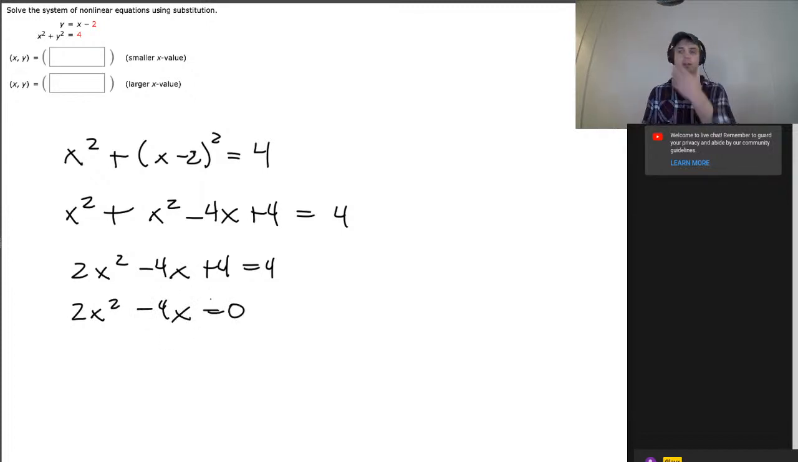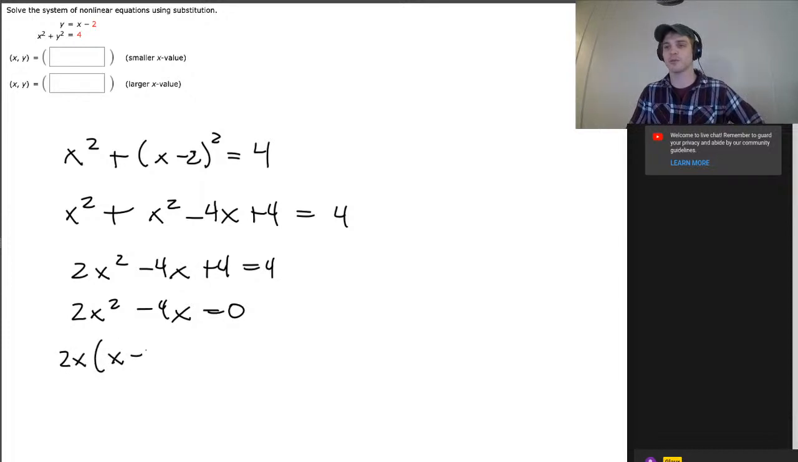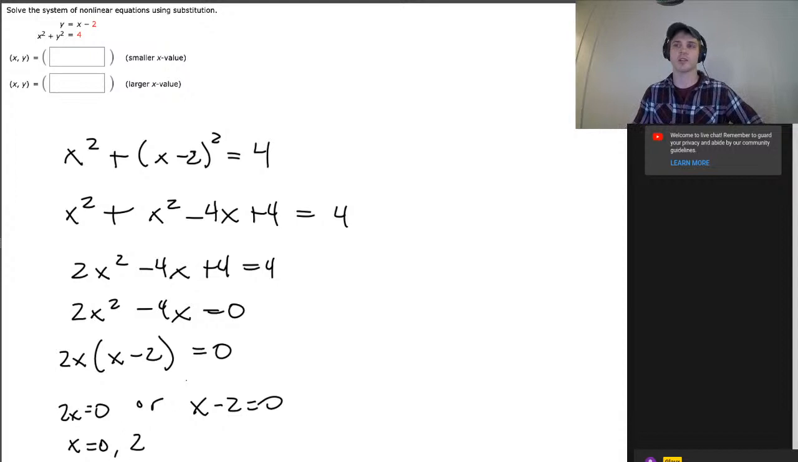Now this is a quadratic, so we're going to use the zero product principle, and I'm going to factor this. I'm going to take out the GCF, the greatest common factor of 2x. And what I'm left with is x minus 2. Check my work there, make sure that's correct. If this is true, either 2x equals 0 or x minus 2 equals 0. So that means x equals 0 or x equals 2. So these should both be solutions to that quadratic, right? Now we need to take both of these separately, substitute them back, and see what y equals, okay?